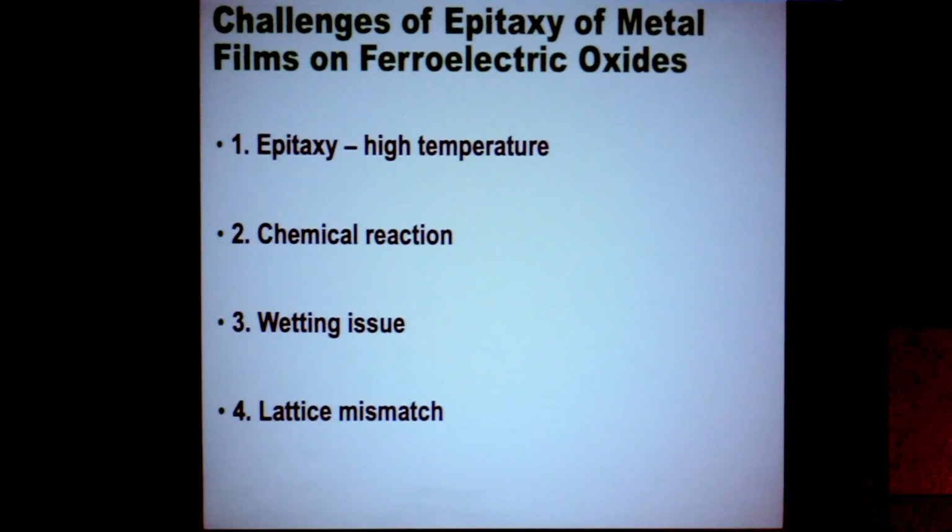The other thing is a wetting issue. The metal and oxides have completely different surface energies. For example, if you have a drop of water on a piece of glass, it has a so-called wetting angle. This is completely the same thing for high temperature growth of metal on oxides. The other thing is the lattice mismatch. For most intermetallic alloys, the lattice is around 3 angstrom, but for these perovskite oxides, it's around 4 angstrom. This large lattice mismatch could easily prevent epitaxial growth.